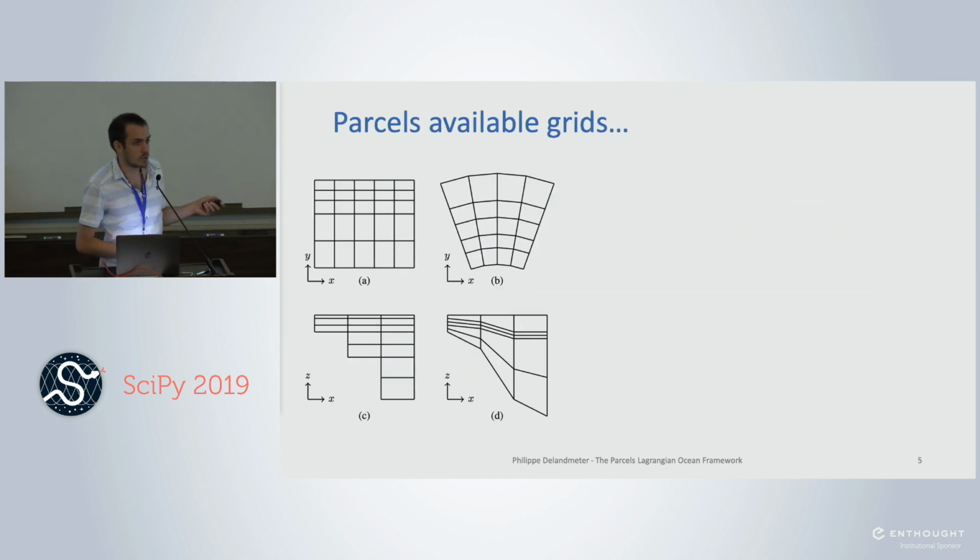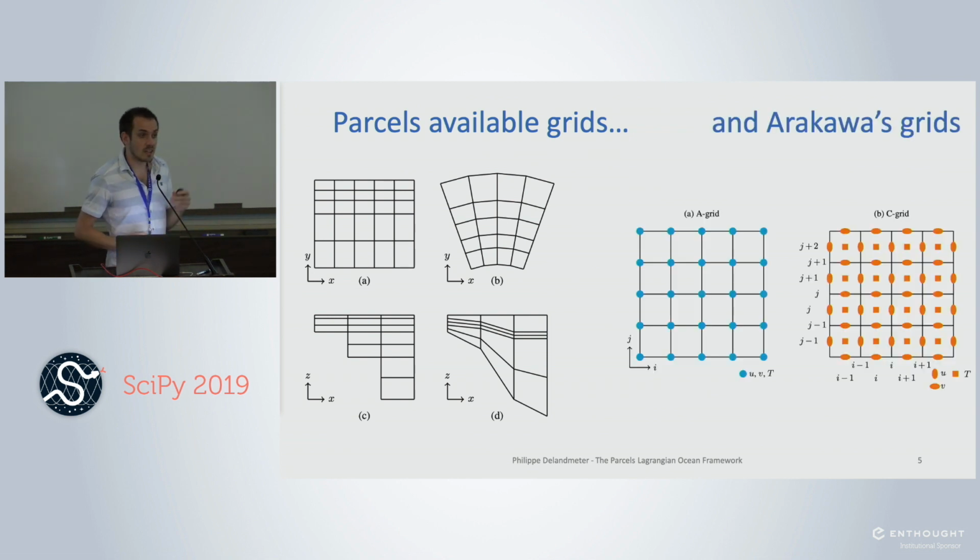Also, so with Parcels, we can read different kinds of data. Also structured data, but they don't have to be rectilinear. They can be curvilinear grids. And in the vertical direction, we can also use Z levels, when we have a non-constant number of layers, or sigma levels, when we have a constant number of layers but with the depth increasing. And then, as in XGCM, there are different kinds of data.